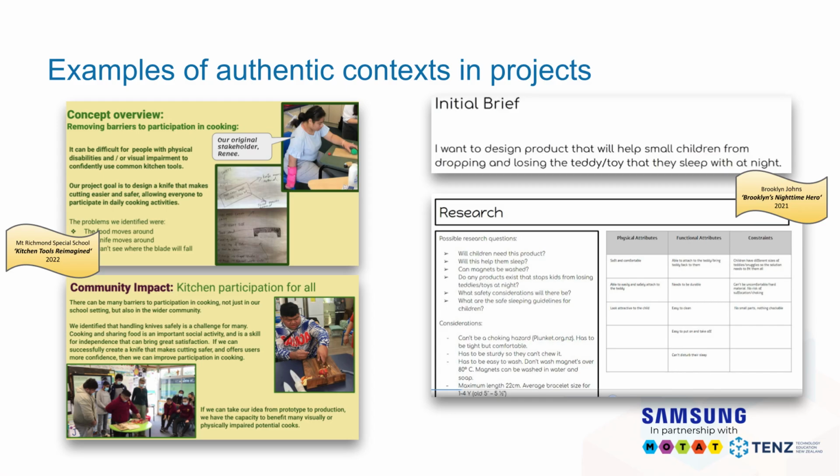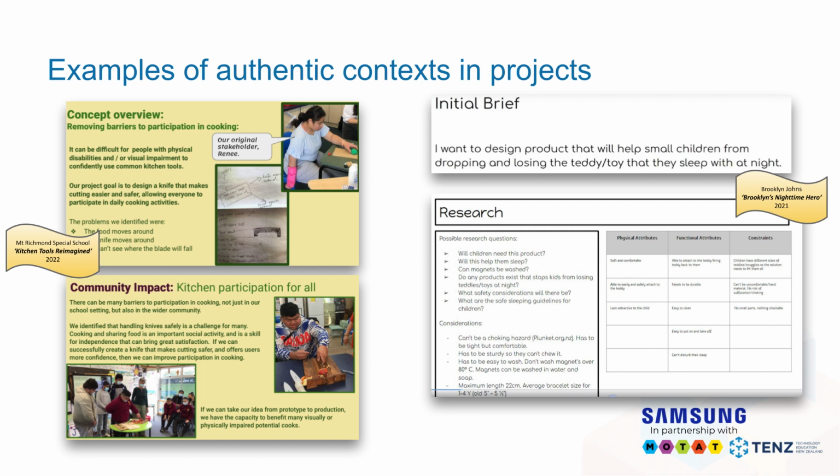So the first of them was a project that was undertaken by Mount Richmond Special School in Auckland in 2022. It's called Kitchen Tools Reimagined, and the idea around that was that they had a student in their class who found it very difficult to use a standard kitchen knife safely, and it really limited her ability to engage with the group activities whenever they were in the kitchen. And they wanted to remove that barrier to participation by designing a knife or a cutting implement that was going to solve that problem for her, that she could use it safely.